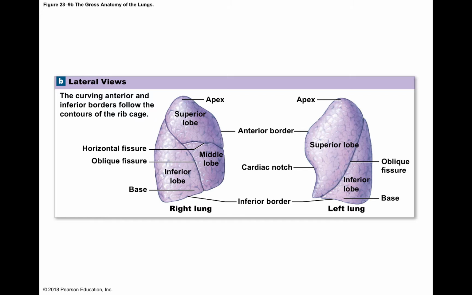If we look at the right lung, it has an inferior lobe, and that superior lobe is kind of divided in half. And the upper part is called the superior lobe, and the lower part is called the middle lobe. So we added a little bit more lung, and it's separated out into three lobes. So we still have that oblique fissure that would separate the inferior and superior lobe, but then there's also a horizontal fissure that separates the superior lobe and the middle lobe.